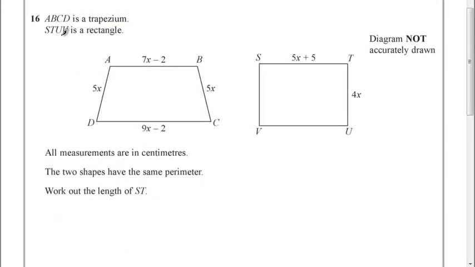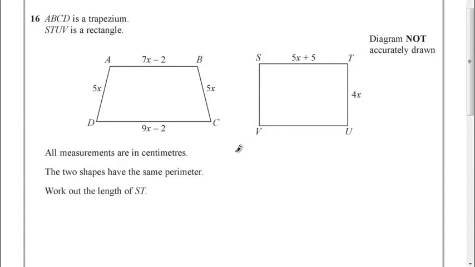Okay, in question 16 we've got a trapezium, ABCD, and a rectangle, STUV. All the measurements are in centimetres, and they both have the same perimeter. We have to work out the length of ST, that's this length here. So I expect when we do all of this, the x is going to come out as a value. We'll be able to put the x value back into this. We can then find out what ST is. Okay, let's give it a go.